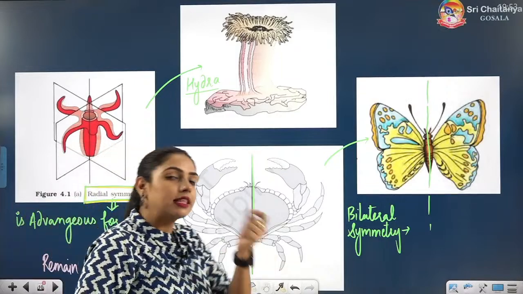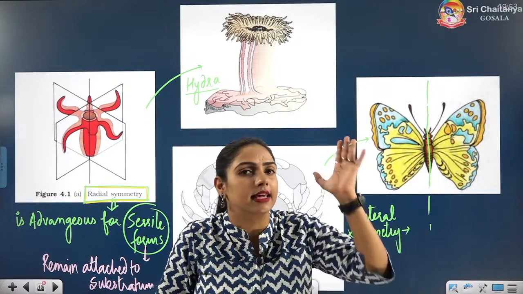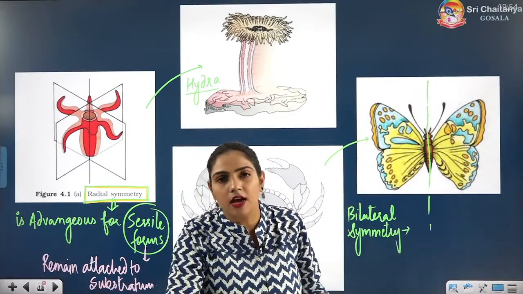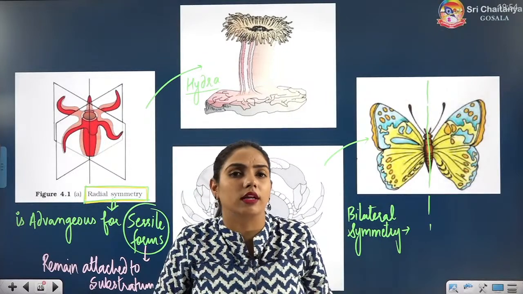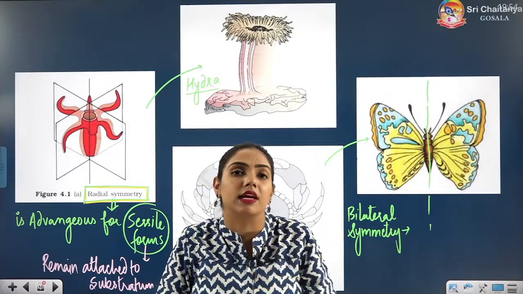The aquatic forms can be sessile forms. All the Porifera are sessile. All the animals of phylum Porifera are sessile. I don't know how they are living their life. We can't live like that. They cannot move from one place to another place. They remain attached for the whole life.